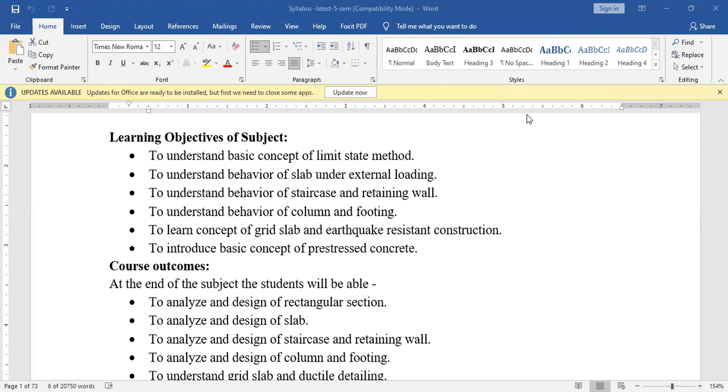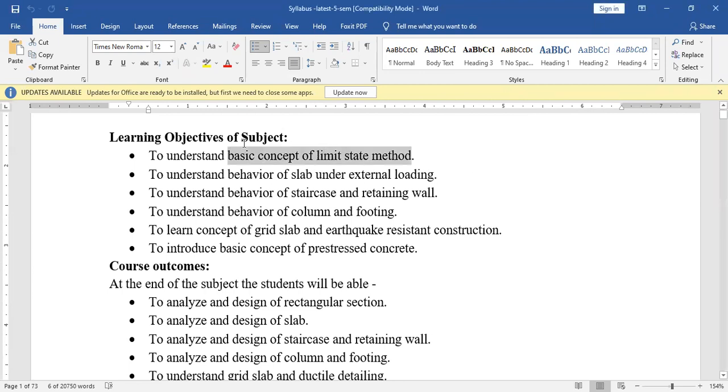According to those clauses, we have to analyze, or rather design certain things, and check whether the values we got are properly within the limits according to the IS code or not. So that was the first concept.